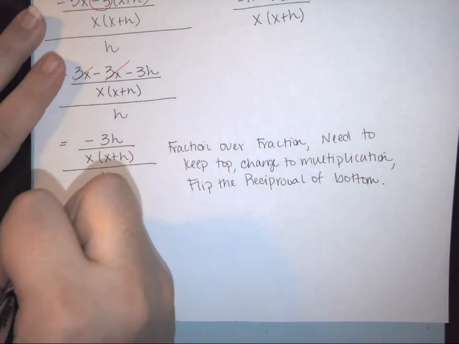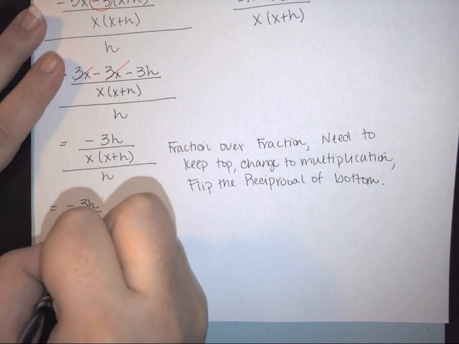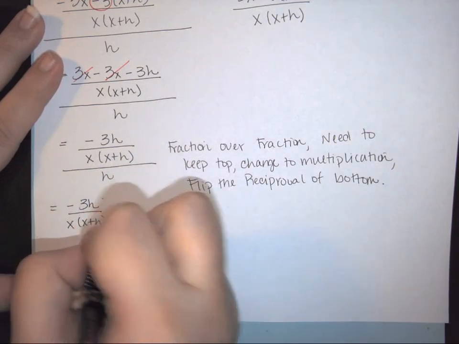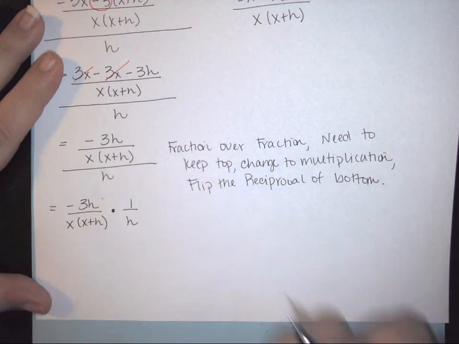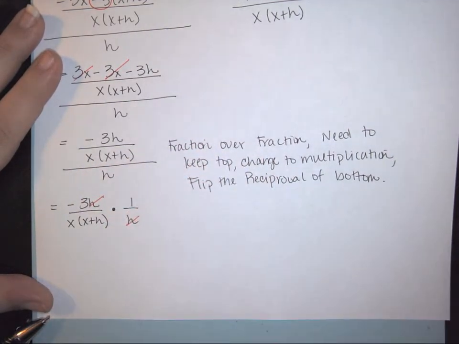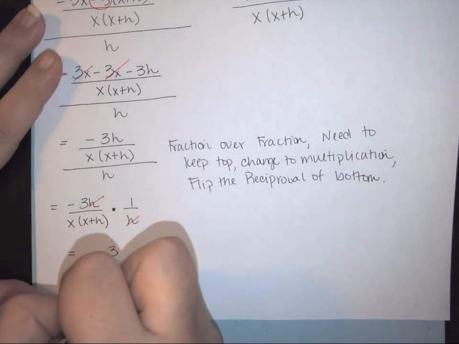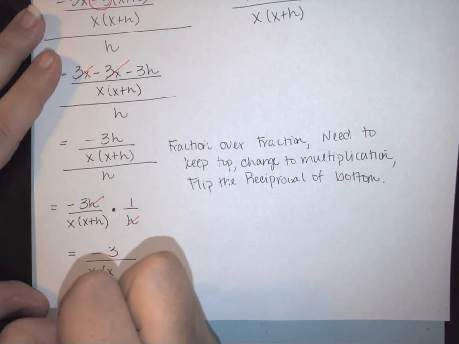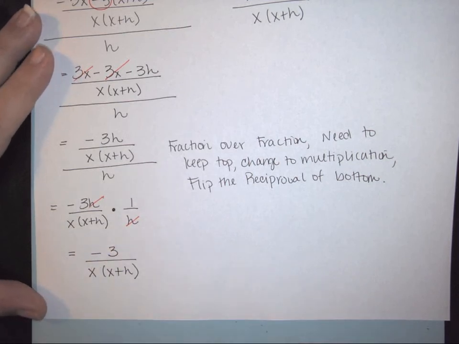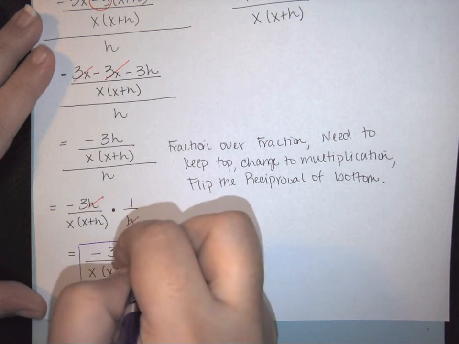So here we're going to keep the top, so that's 3h over x times x plus h. We're going to change to multiplication, and we're going to flip the reciprocal of the bottom, so we turn it into 1 over h. Now if you're paying attention, you can see that the h's are going to cancel. So this is going to leave us here with negative 3 over x times x plus h. And that is your difference quotient. So this right here is what we were looking for.